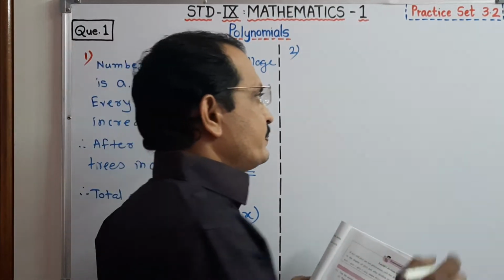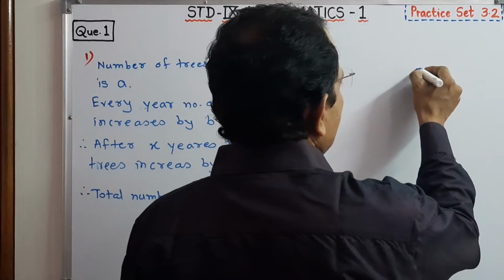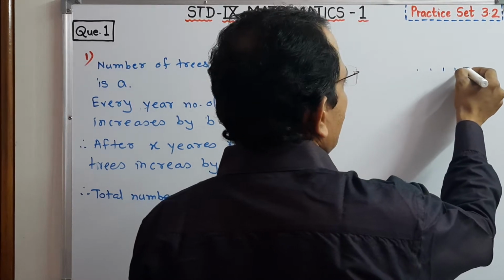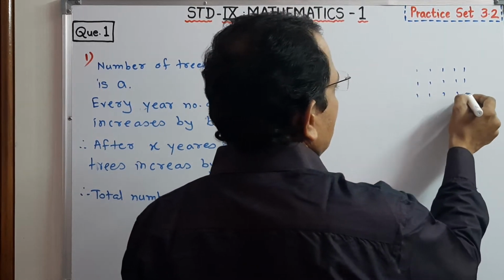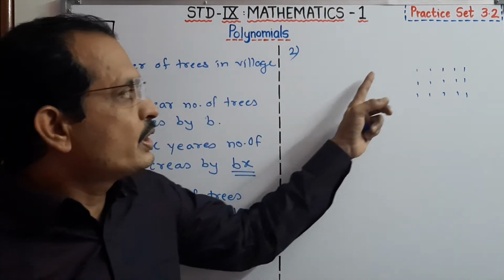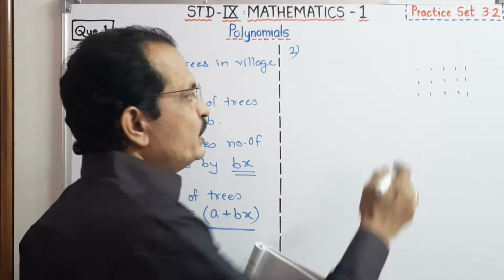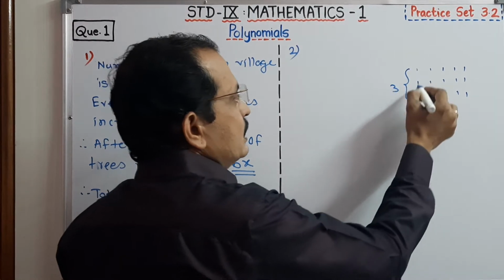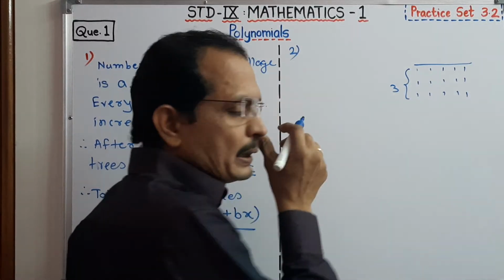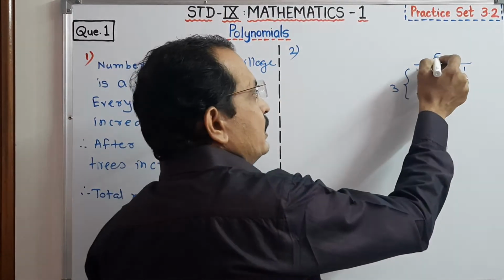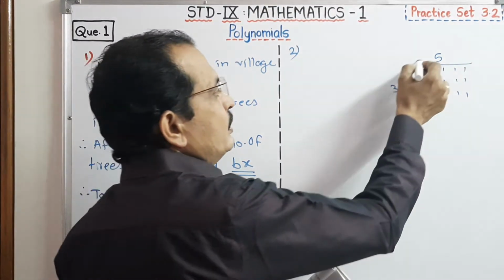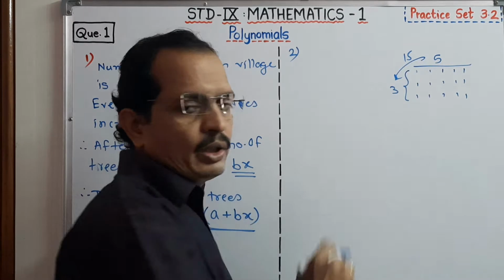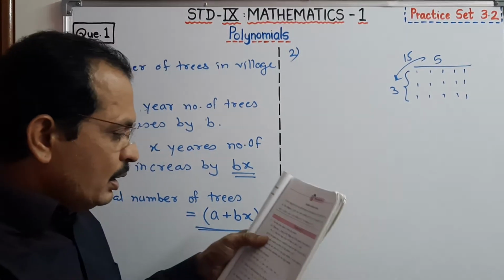See, suppose there are 1, 2, 3, 4, 5. 3 rows are there. How many rows are there? 3 rows. And how many columns are there? 5 columns are there. Now tell me the total number of students. It will be 5 threes are 15. Got it? Same way. See here.